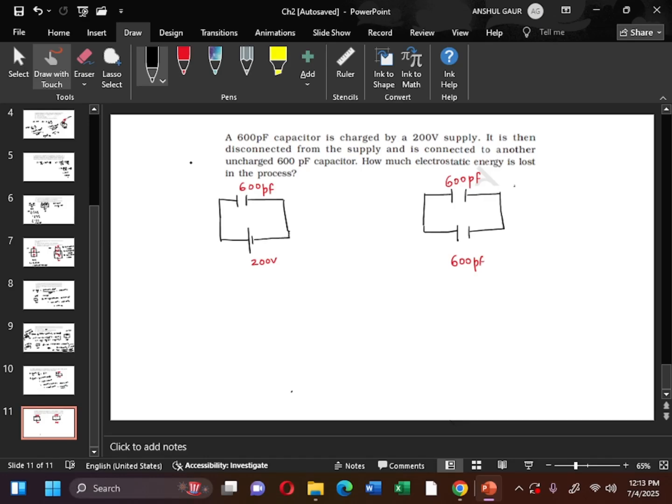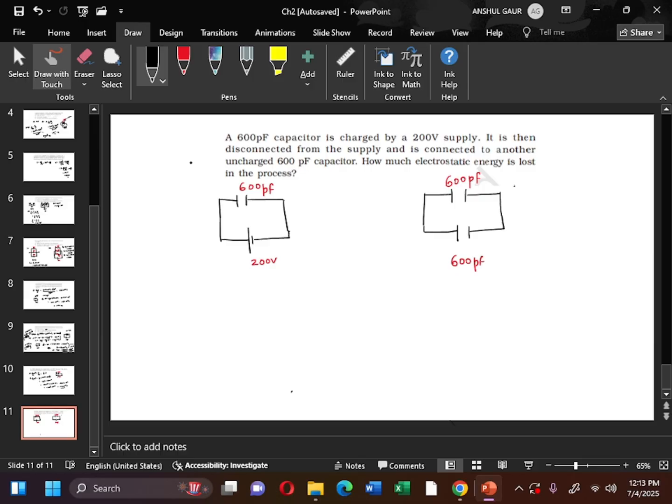Hello viewers, the question is: a 600 pF capacitor is charged by a 200 volt supply. It is then disconnected from the supply and is connected to another uncharged 600 pF capacitor. How much electrostatic energy is lost in the process?